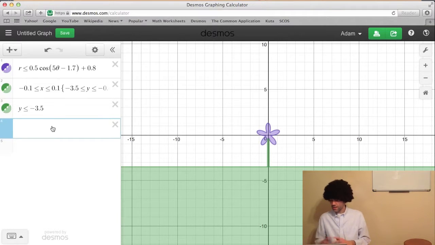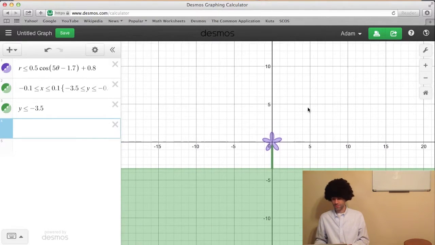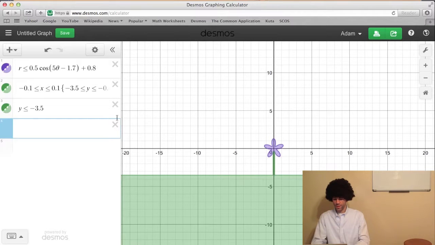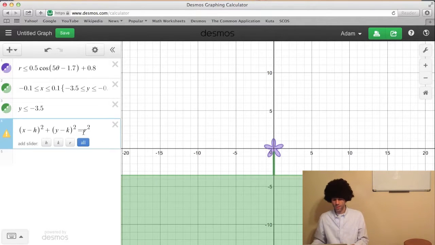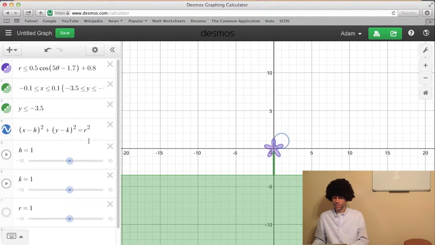Okay. Let's put the sun up in the sky. Well, the sun is a round ball, therefore we are going to have to draw a circle. So let's go ahead and put parentheses x minus h squared plus parentheses y minus k close parentheses squared equals r squared. Okay, we're going to plug in a slider for all of these, and we'll be able to move this wherever we want it to go. So let's move the sun. Let's slide it, let's put it about right here.